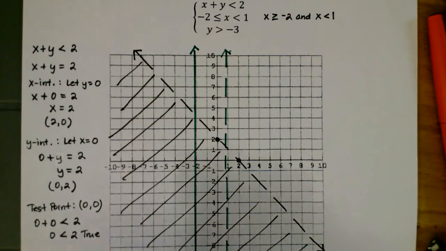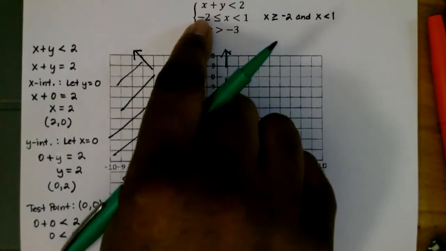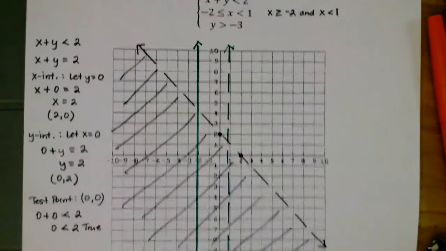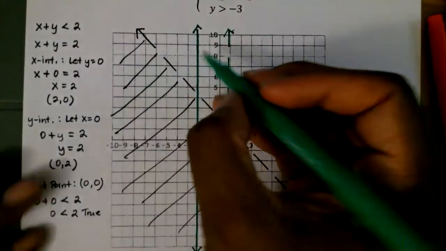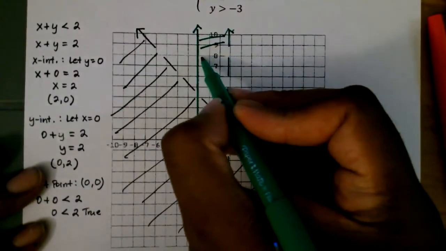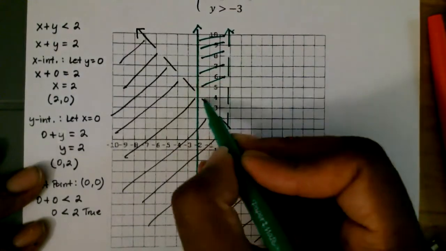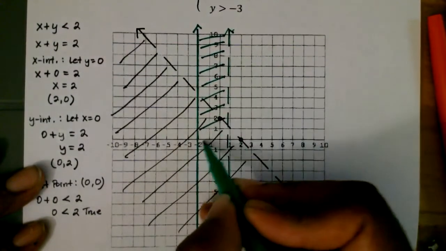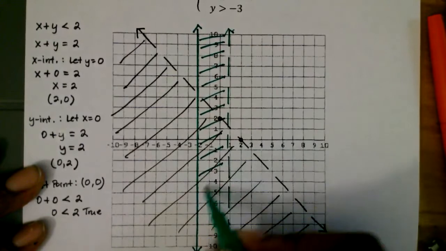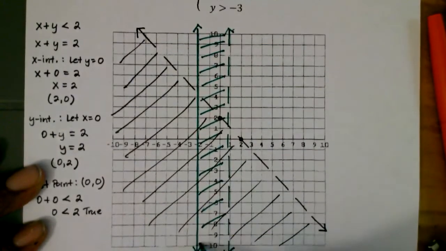Now, to indicate that x is in between -2 and 1, we're going to shade in between those two boundaries. We're just going to shade in between those two vertical lines, as you can see.